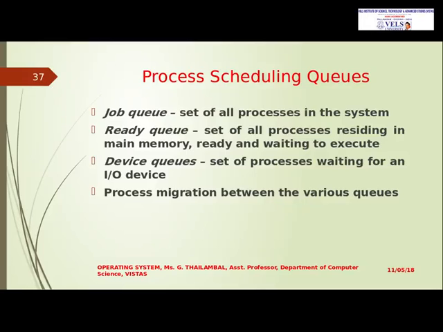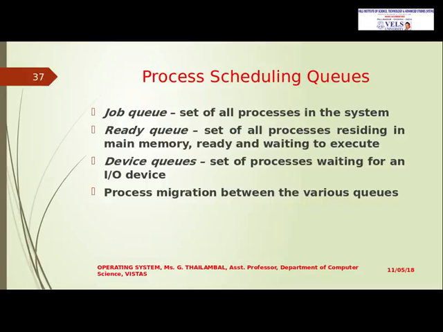The OS is going to maintain three types of queues: job queue, ready queue and device queue. So what is a job queue? The set of all jobs available for execution by the operating system will be in the job queue. What is a ready queue? Whichever job is ready for execution will be placed in the ready queue. So from the job queue, it will be transferred to the ready queue.